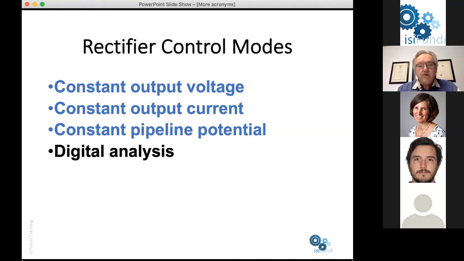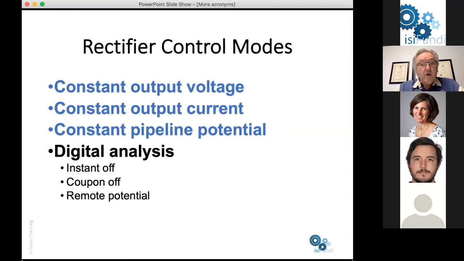With the advent of these switch mode power supplies and digital controls and so on, it is possible to apply a number of other control modes. For example, we can switch the cathodic protection system off and measure the resultant IR free potential. We can switch a coupon off and measure its potential. We can even monitor the potential at a point that is some distance from the rectifier and control the output of the rectifier based on that potential.